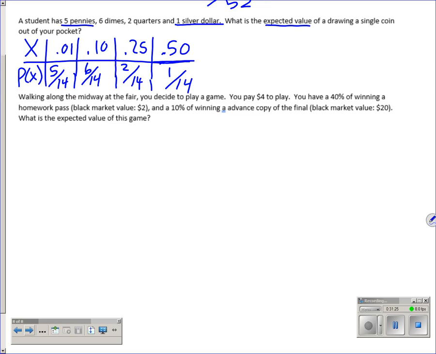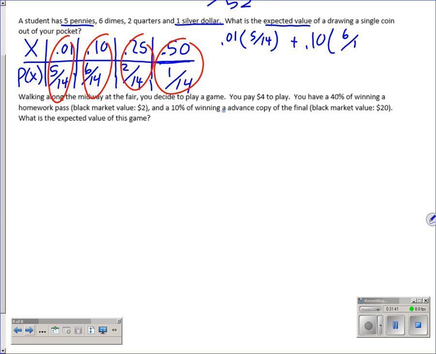Okay. And remember, with expected value, all you have to do is multiply these together and add them up. So it looks something like this: 0.01 times 5/14 plus 0.10 times 6/14 plus 0.25 times 2/14 plus 0.5 times 1/14, which I'm getting to be 0.118.